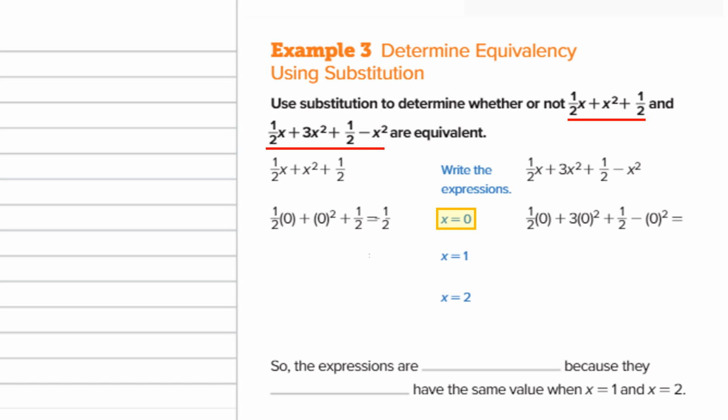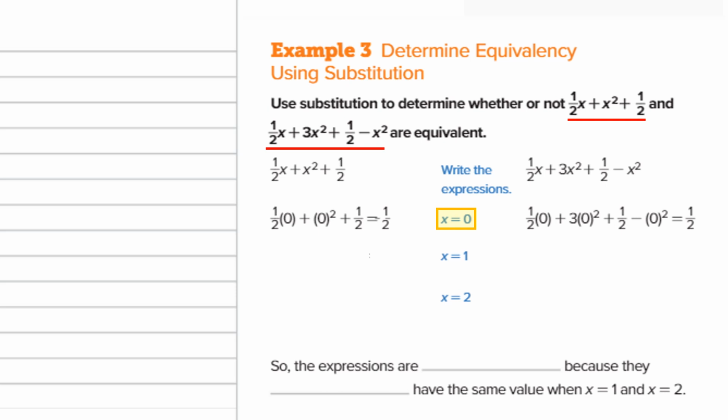Seems like a lot of steps, all right? 1/2 times 0 is 0. 0 squared, because I have to do my exponents first, is 0. And then 3 times 0 is still 0. Plus 1/2 minus 0 times 0, 0 squared is still 0. So I still end up with 1/2.